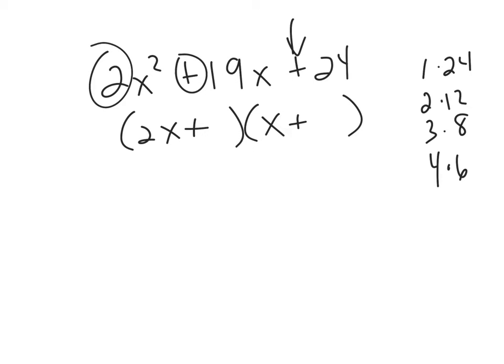Let's see. I mean, just try stuff. I try the ones that are closest together first. So let's try that. If I go 6 and 4, that's going to give me 12, that's going to give me 4, that's going to give me 16.